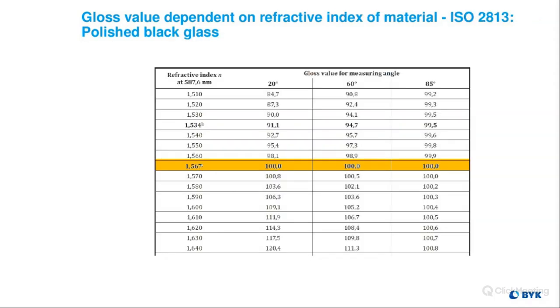Here's a nice graph that shows you how refractive index compares to your different angles and your different measurements, and how that comes to be. We see at 1.567, which is what the black glass standard is set at, we have 100 gloss units for 20 degrees, 100 gloss units for 60, and 100 for 85. So this was determined to be the best type of material to use for that specific standard to give you the scale from 0 to 100.